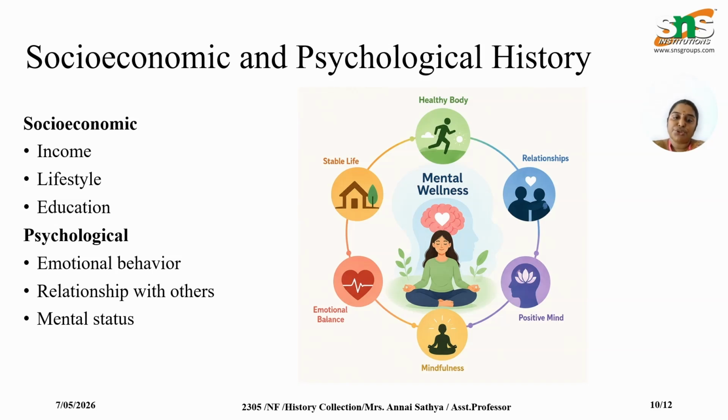So next we move on to the socioeconomic and psychological history. Socioeconomic history includes information about income, occupation, education, and lifestyle. These factors can influence nutrition, healthcare access, and overall well-being. Psychological history includes emotional behavior and mental status of an individual as well as the family, stress levels, and relationships among the family members. Understanding the patient's psychological condition helps nurses to provide emotional support and improve patient care.